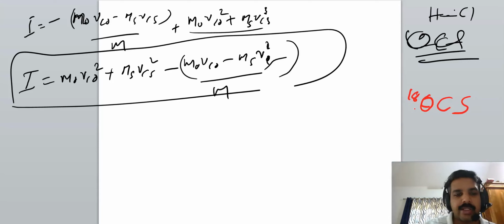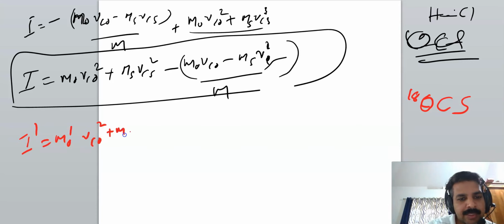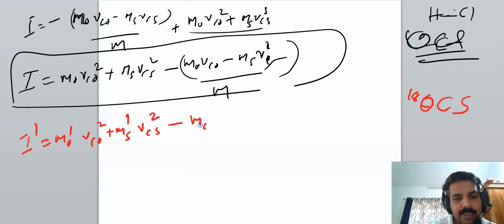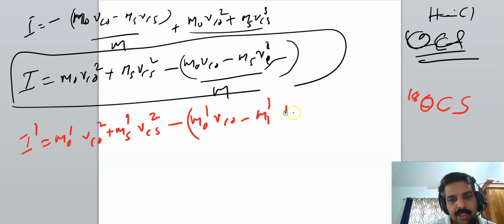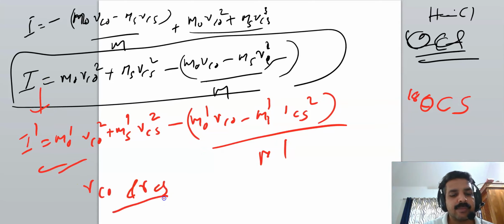O18CS. Then the equation will be I dash equals MO dash RCO square plus MS dash RCS square minus MO dash RCO minus MS dash RCS square divided by M dash. From these two values, we can calculate the bond lengths RCO and RCS. This was our aim. This is there in Banwell's textbook.